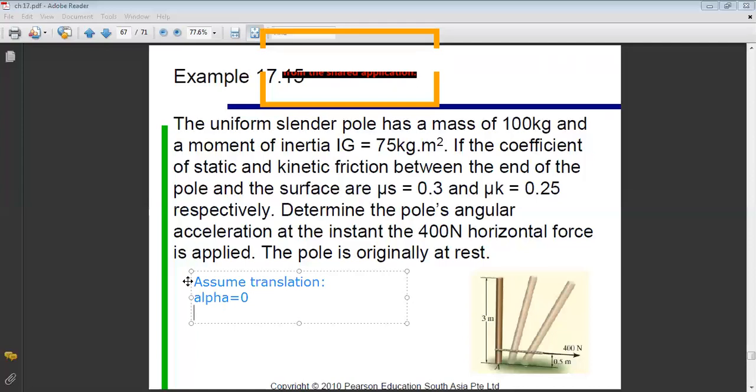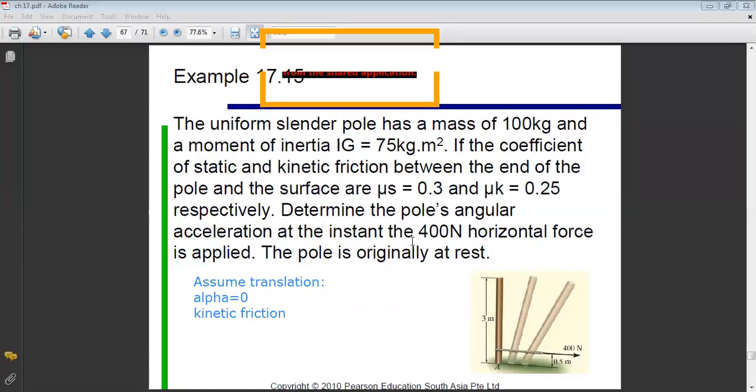For friction in this case, will it be kinetic or static? Kinetic, because I have motion, okay? So if I have translation, I have alpha equal to 0, and I have kinetic friction. Let us see if I can have alpha equal to 0.